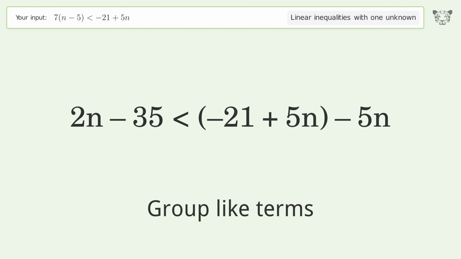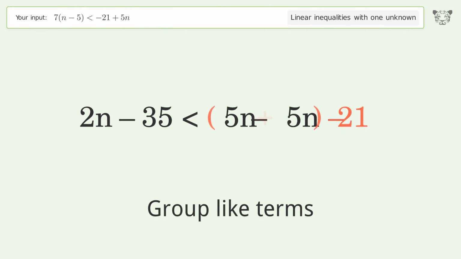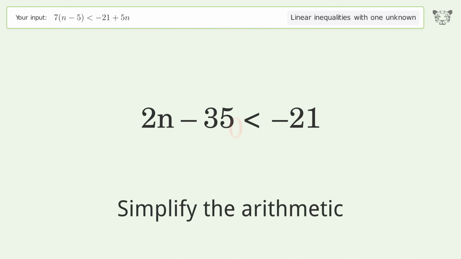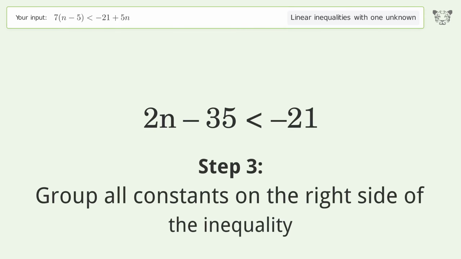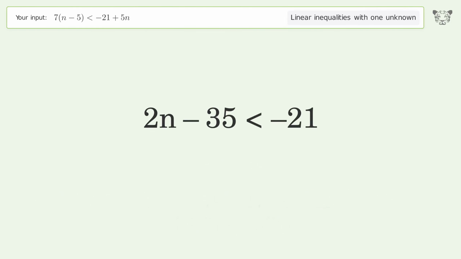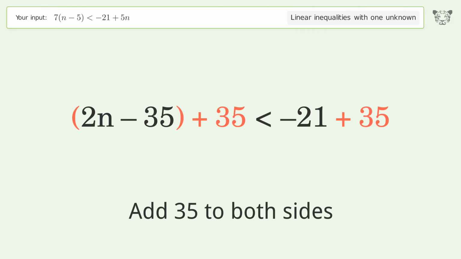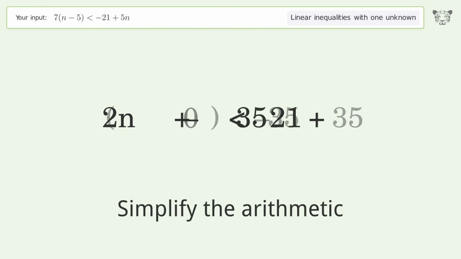Group like terms. Simplify the arithmetic. Group all constants on the right side of the inequality. Add 35 to both sides. Simplify the arithmetic.